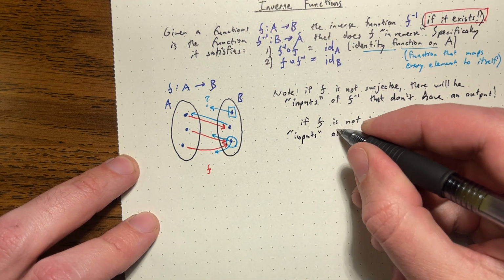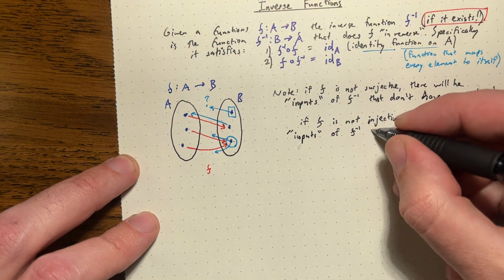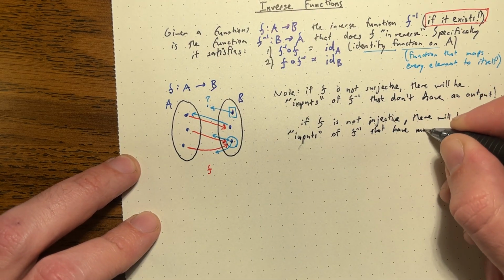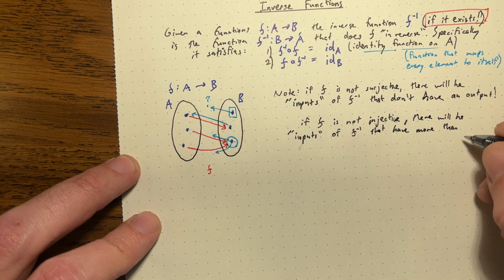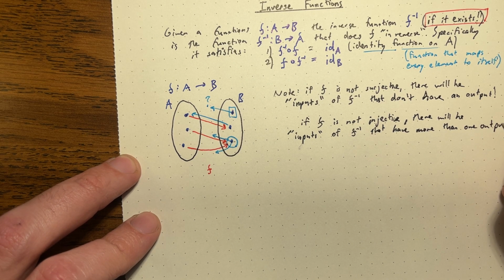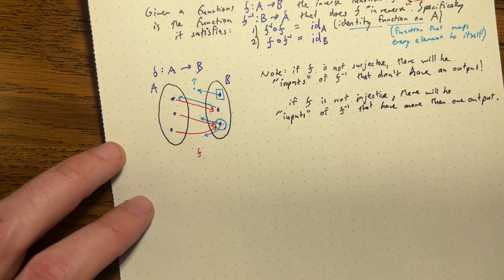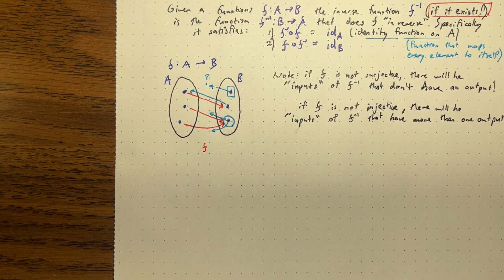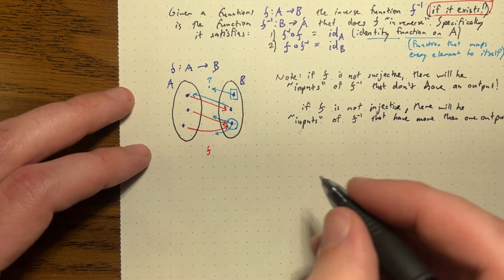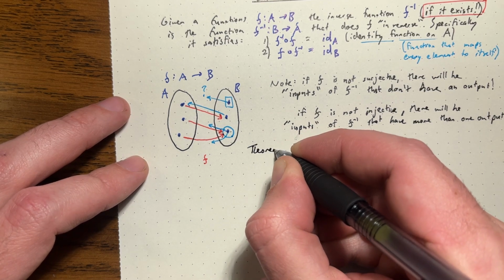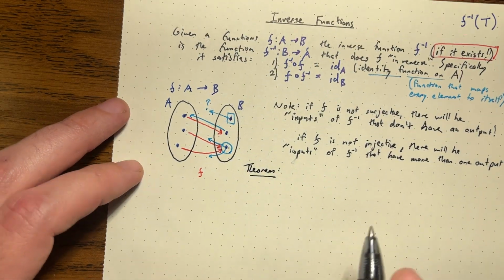Things I'm viewing as my inputs of the new function, the inverse function, that have more than one output. Both of these are problems. So if either of these comes up, we cannot define the inverse function. In fact, we have a theorem that tells us exactly when we can define it.